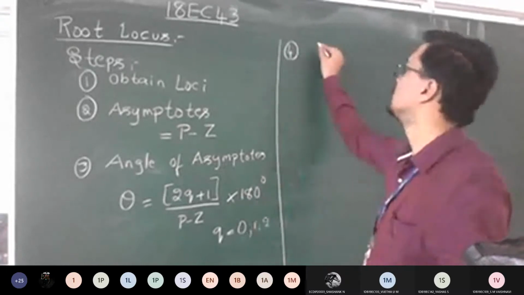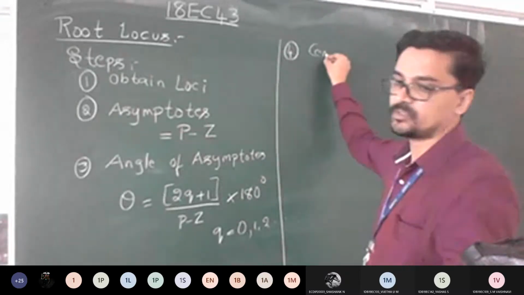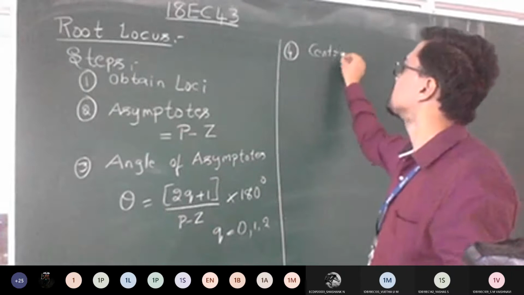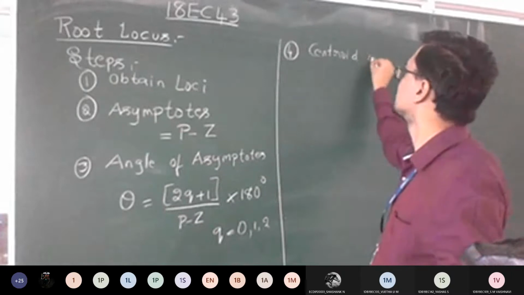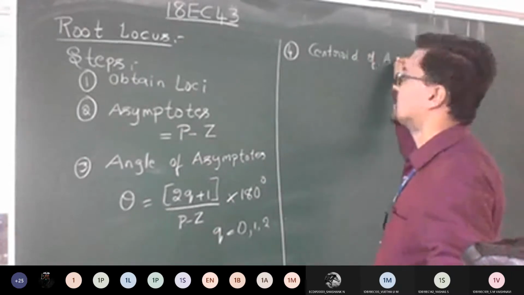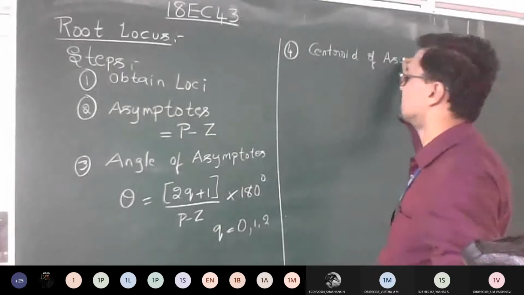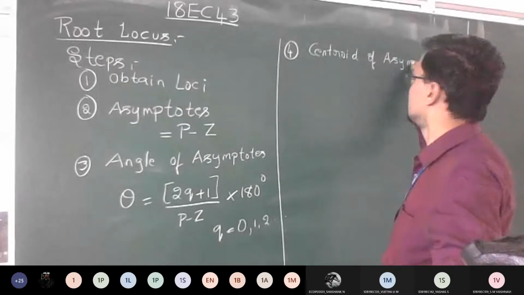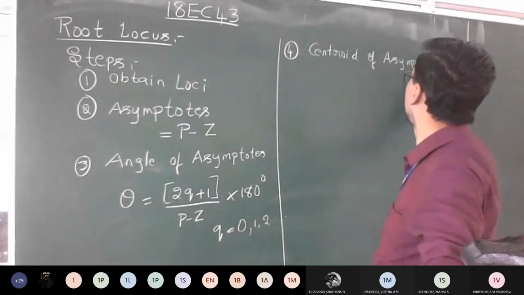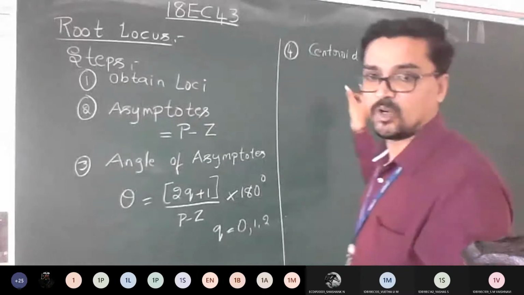So write the formula for the centroid. This will tell you from where exactly I can plot my angle. So, the centroid of asymptotes. Try to understand the steps. If you know the steps, it will be easy for you to plot.